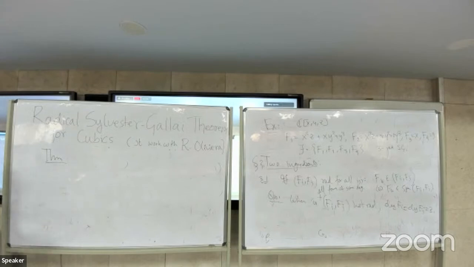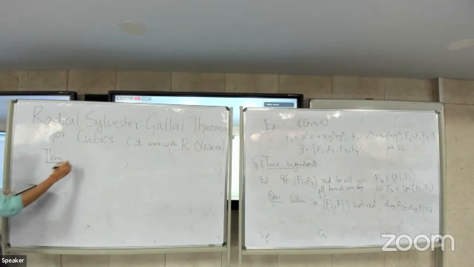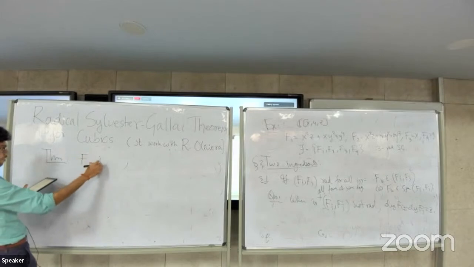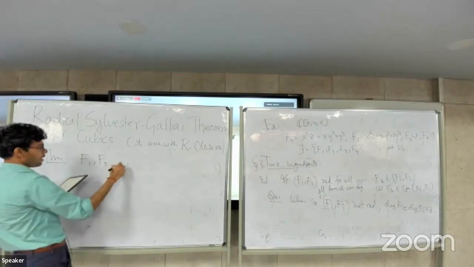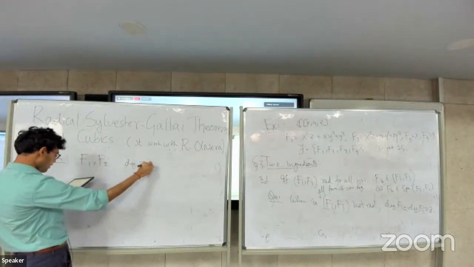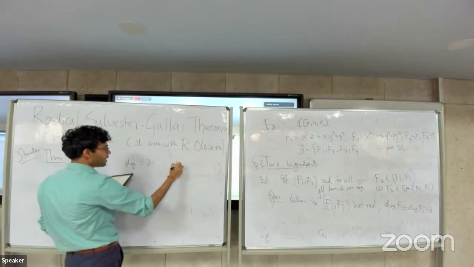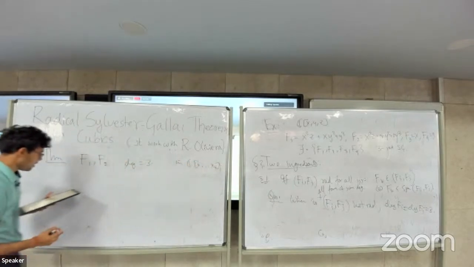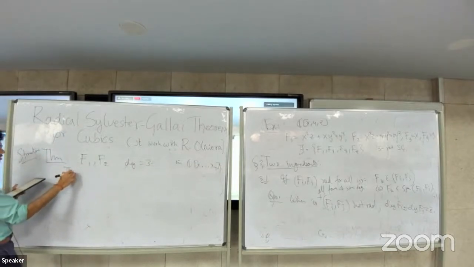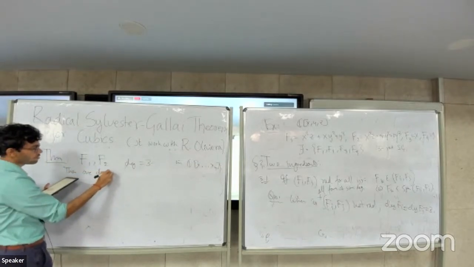I'm calling it a theorem because previously people proved these things for lower degree and called them theorems, but this is essentially a lemma. It's very easy. So if you have F1, F2, this is the structure theorem, of degree equal to 3 for both of them, inside C[x1, ..., xn], then one of the following holds.